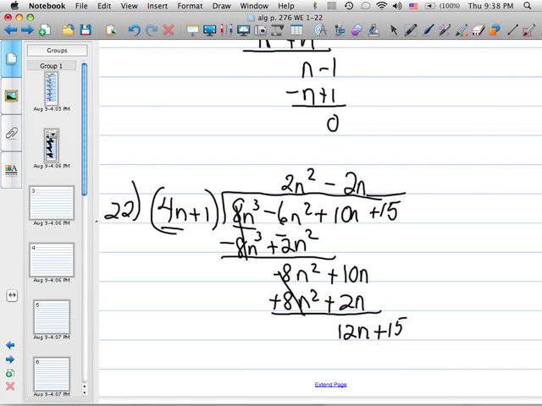To get 4n to be 12n, we need to multiply by a positive 3. Multiply, we get 12n plus 3. Subtract, change your signs, and that 15 minus 3 gives us a remainder of 12. So that's plus 12 over the denominator 4n plus 1.